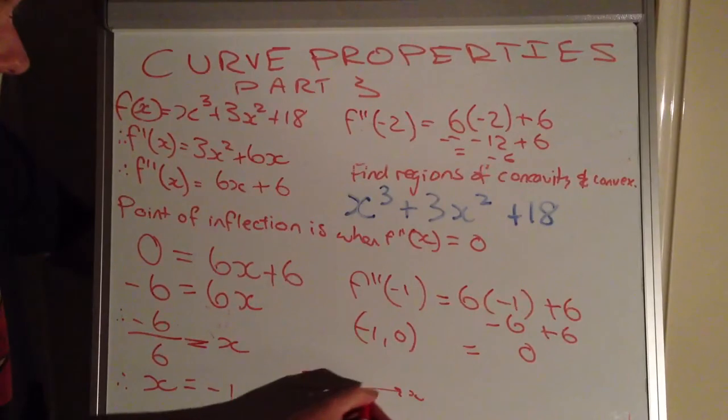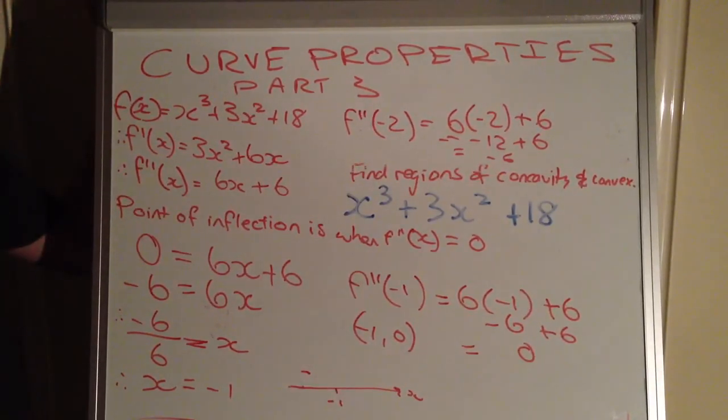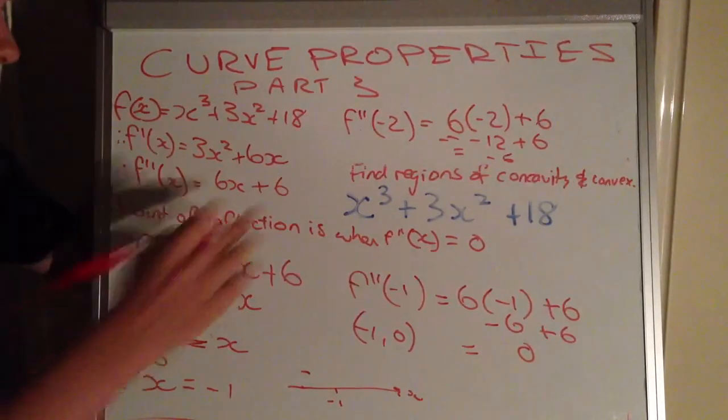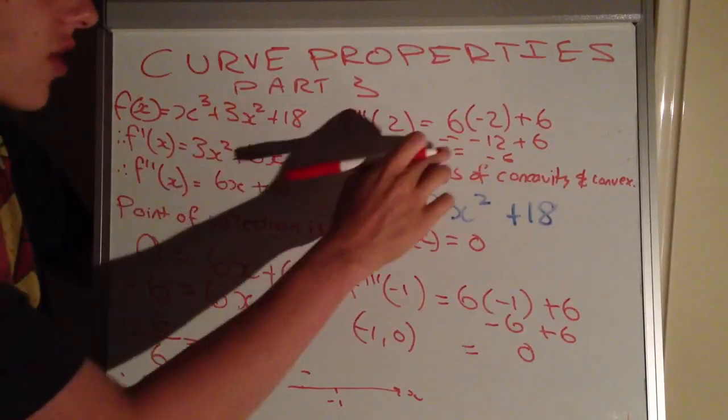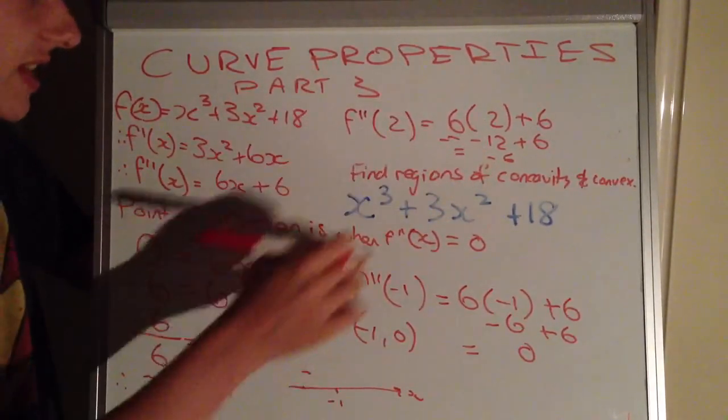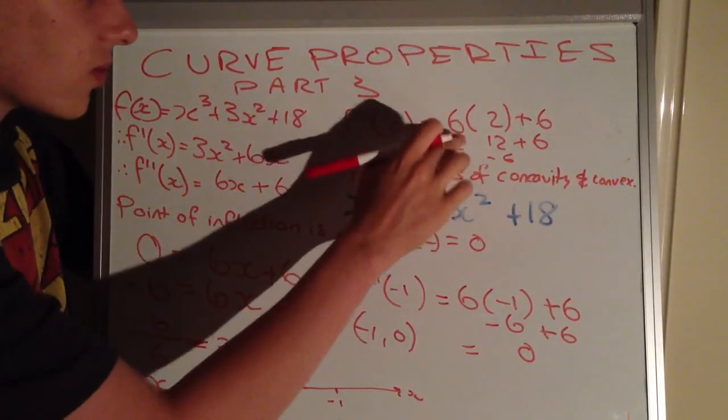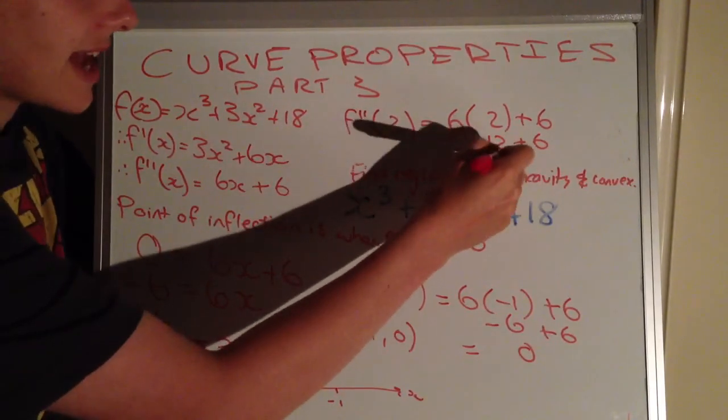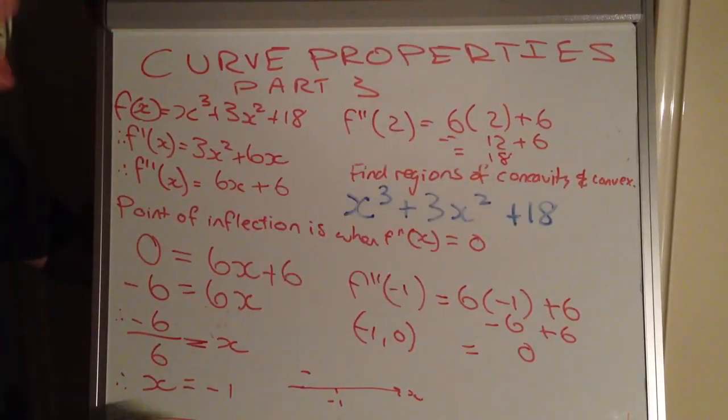And what we get now is we also have the positive side of this, so we can do the f prime prime of 2, for example, because that's larger than it. So it's going to be 12 plus 6, which is going to make 18 this time. So we're going to get a positive value on that side.